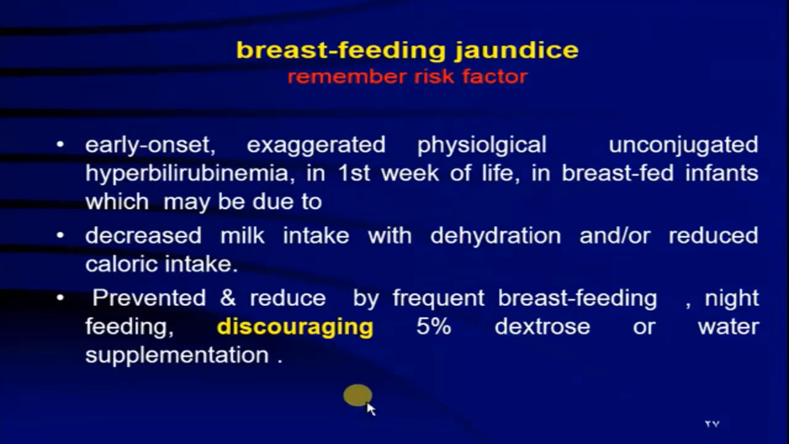Now, in breastfeeding jaundice, you have to remember the risk factors. I mentioned it previously. Early onset exaggerated physiological unconjugated hyperbilirubinemia in the first week of life in a breastfed infant, which may be due to decreased milk intake with dehydration and/or reduced caloric intake. There is frequent sleeping of the baby during the early days of life, so infrequent feeding. This can be prevented and reduced by frequent breastfeeding and night feeding.